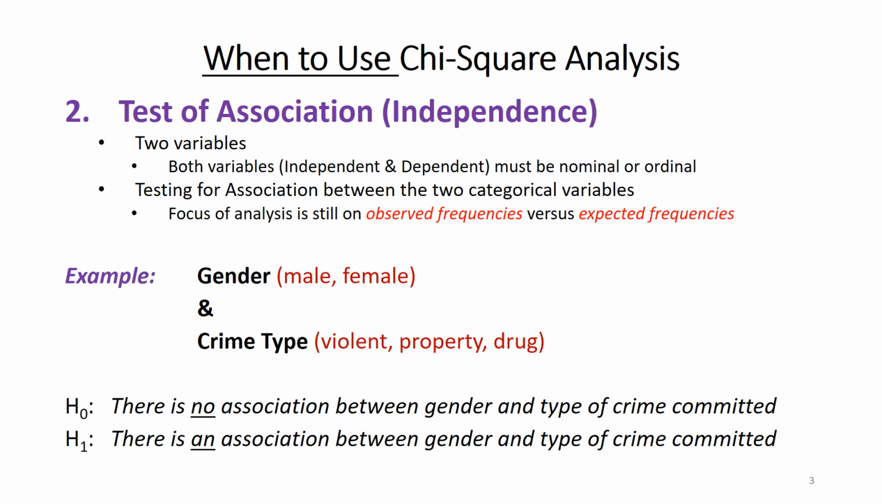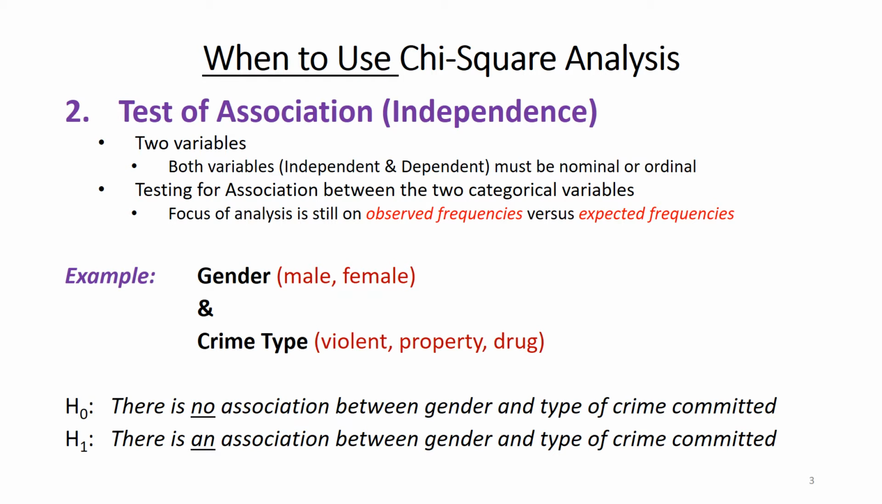And the first example we're going to walk through, we're going to look at the potential association between two categorical variables. The first variable will be gender, and in this particular study we can imagine that gender was measured in a dichotomous fashion with simply a male category and a female category, so categorical with two levels. And the second variable, crime type, is also measured in a categorical fashion but with three levels: violent, property, and drug.